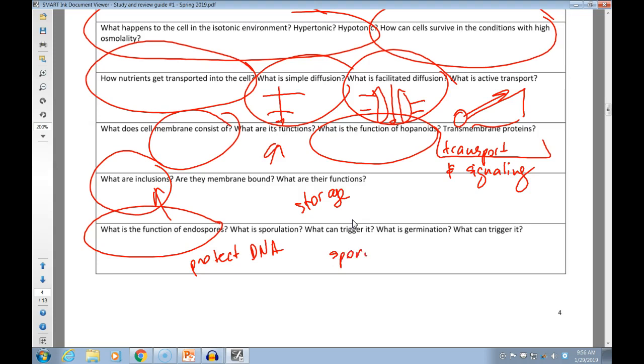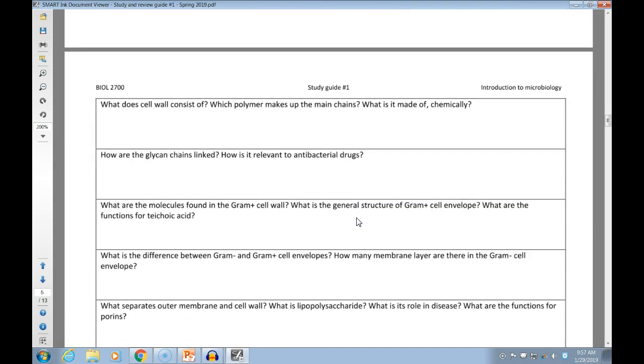So know that these processes go like this. So sporulation, so spore, okay, that's a poor representation. Spore, vegetative cell. Okay? So when spore goes to vegetative, that's germination. But vegetative cell goes into the form of endospore, that's sporulation. Cell wall.